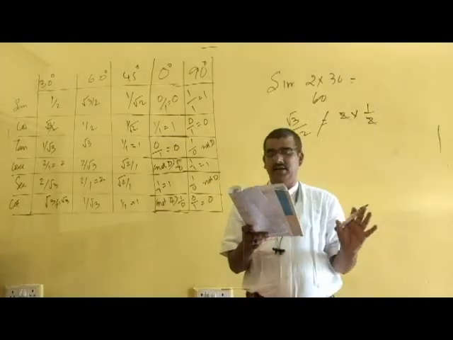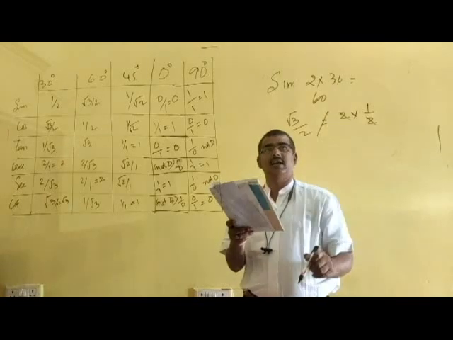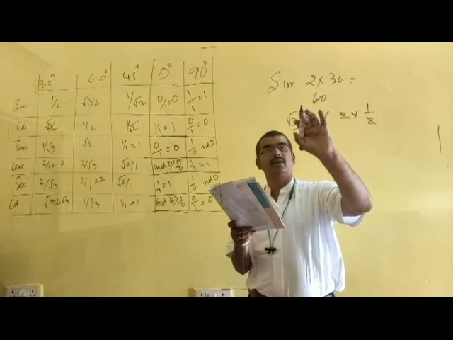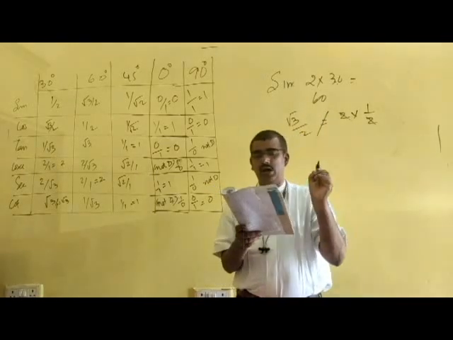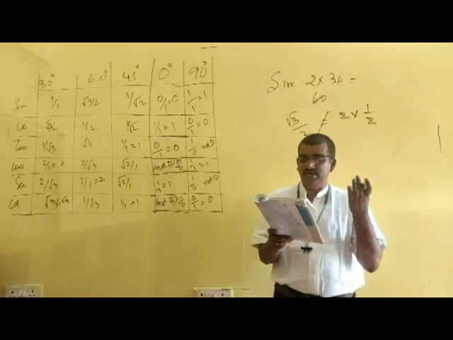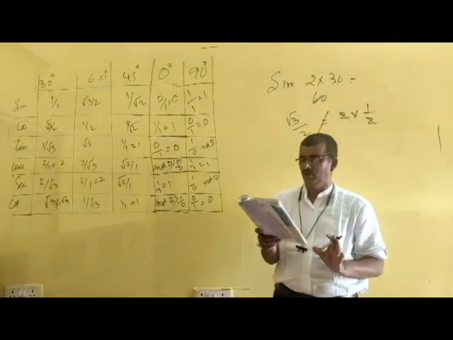so 30 is not a correct answer. Then 45 you can write over here, then 60 you can write over here, then 0 you can write over here. At what angle the statement is correct, that you have to opt for. The next one is the fourth one, tan 30, tan square 30, just substitute the value, that much only.